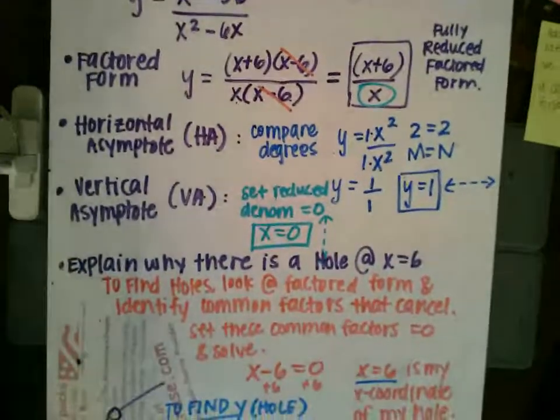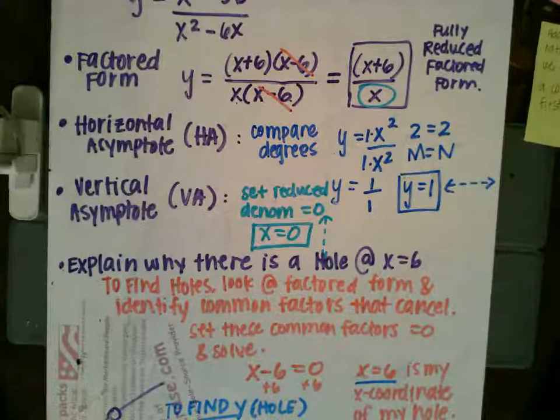So we have found the factored form. We have identified the asymptotes, and we explained why there's a hole. So now we have to answer the y value for the hole, the x-intercept, the y-intercept, and domain and range. So actually we did find the y value for the hole.